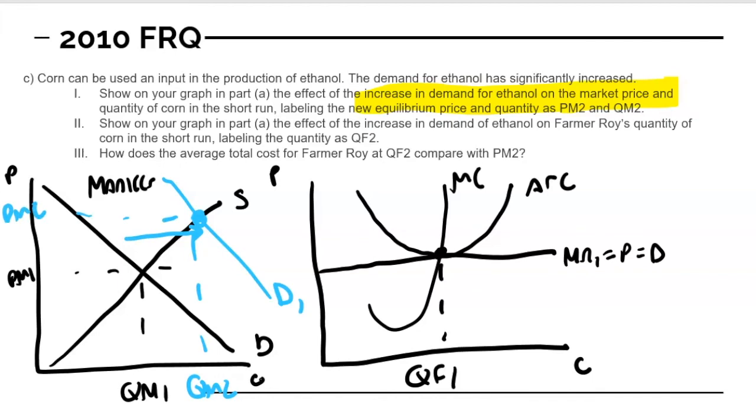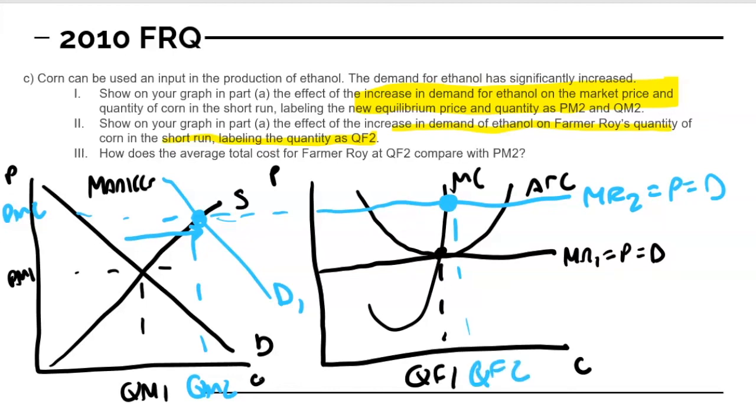And then part 2 says, show on your graph in part A the effect of the increase in demand of ethanol on Farmer Roy's quantity of corn in the short run, labeling the quantity as QF2 here. So remember, we're just going to go to the new equilibrium point where supply meets the new demand, and that becomes our new equilibrium. And then where MR equals MC now represents QF2. So that's another point.